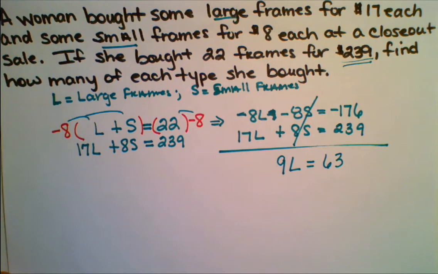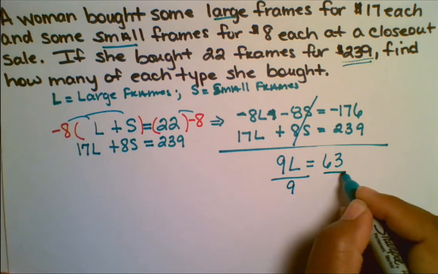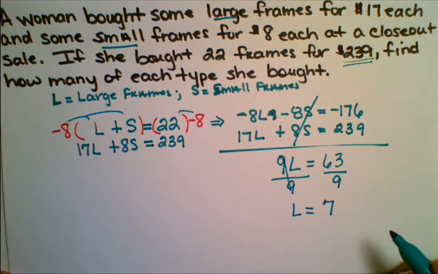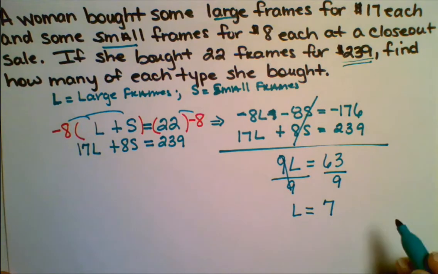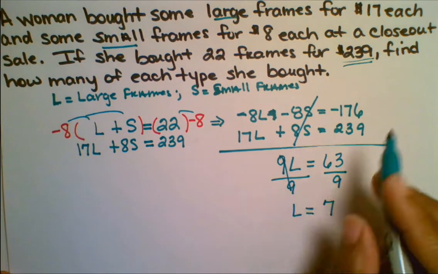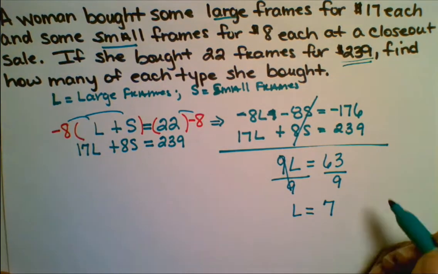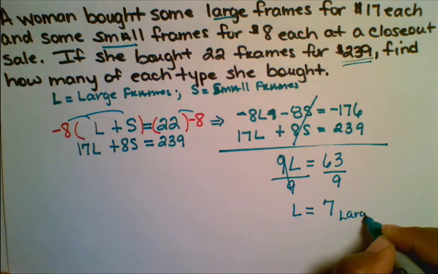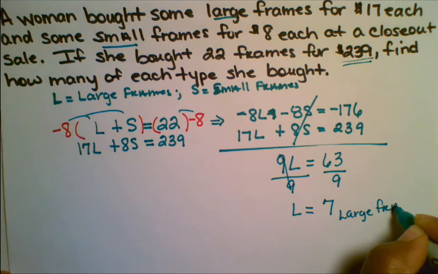And when we divide by 9 to both sides, L is 7. So at this moment now, we know how many large frames she purchased. She purchased 7 large frames.